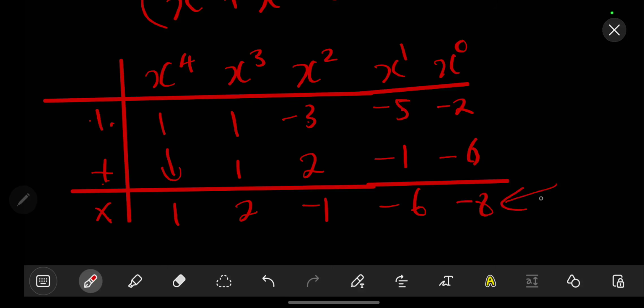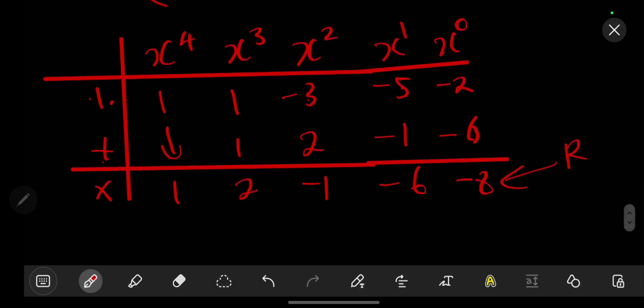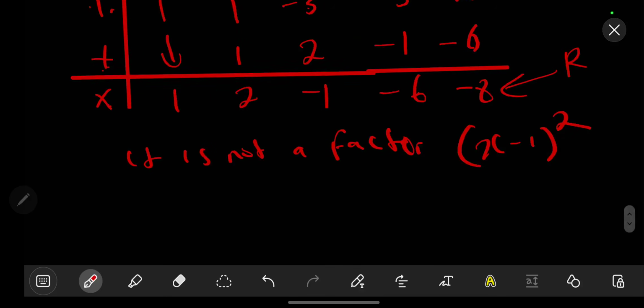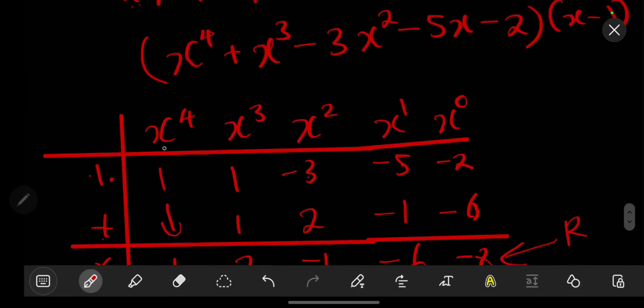So this is the remainder. If the remainder is not equal to 0, then you can say that it is not a factor. So we move on to the next one. So only x minus 2 is working, and 3 is not working. Let's try our negative 1. So continuing the equation from here, we try our negative 1.